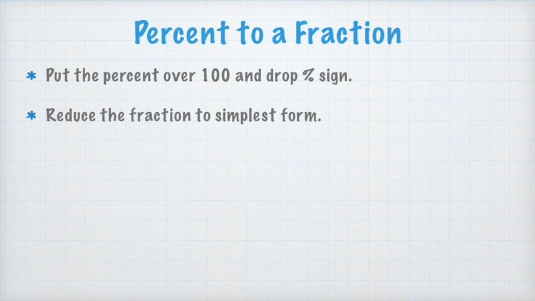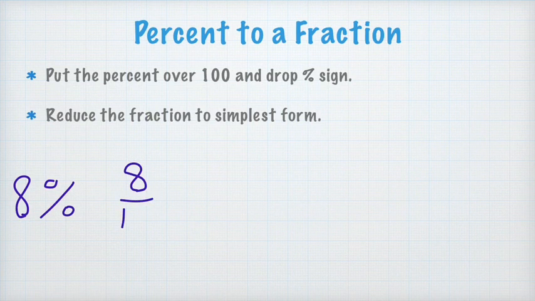To convert a percent to a fraction, first put the percent over 100 and drop the percent sign. Then reduce the fraction to simplest form. So we can take 8% and put it over 100. From there, I can reduce the fraction to its simplest form.